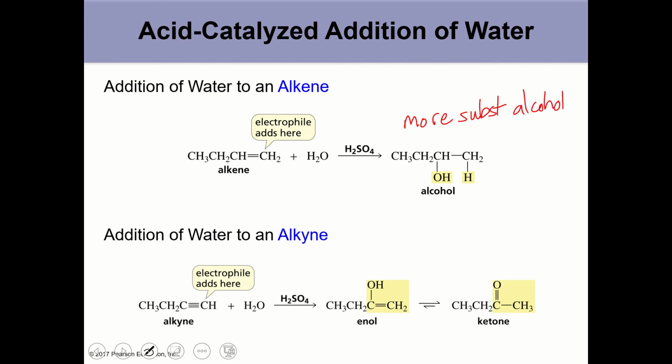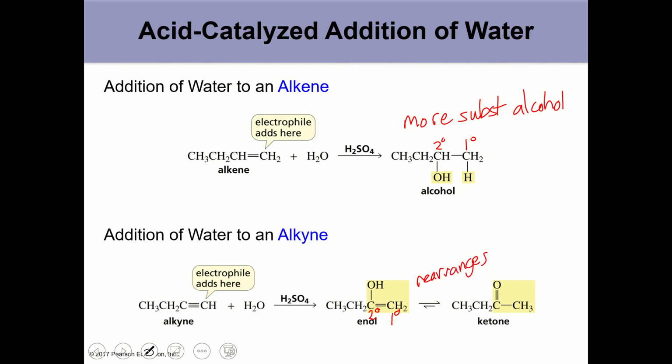So we have the OH on a secondary carbon and the H going to a primary carbon, so that the hydroxyl group added to the more substituted carbon. For the addition of water to an alkyne, we have what we call an enol intermediate, so it adds in the same way. The OH added to a secondary carbon and the H added to a primary carbon. But enols are unstable, and so it rearranges to form the corresponding ketone.